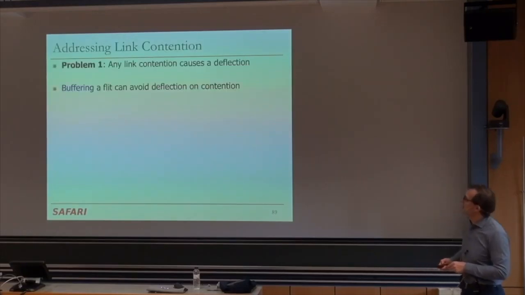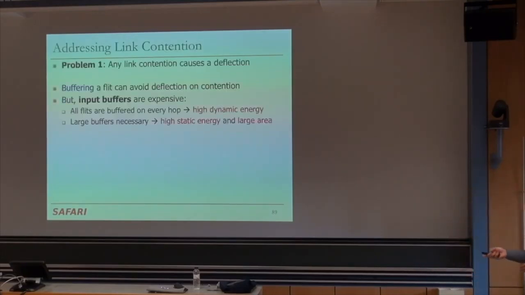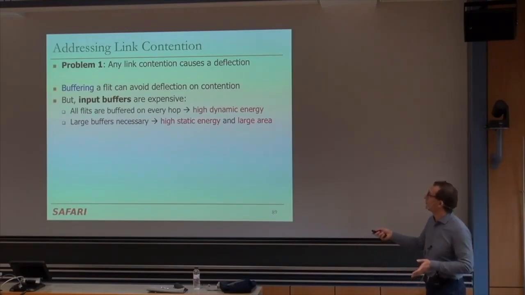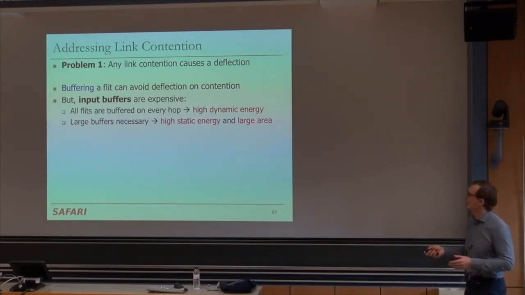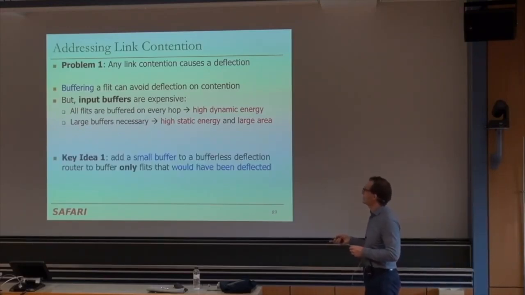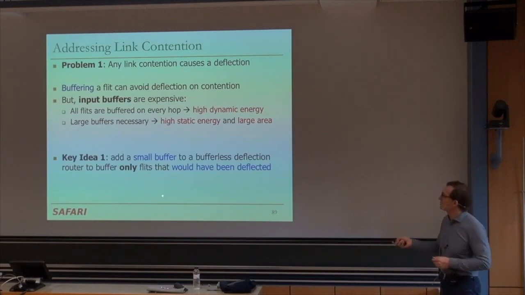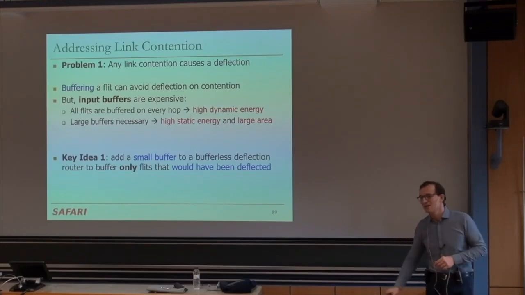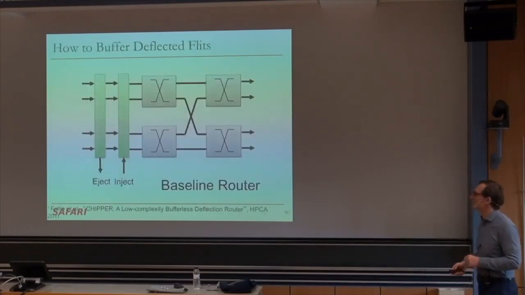So, link contention: buffering a flit can avoid deflection on contention, but input buffers are expensive. We don't want to go into input buffers. We don't want to buffer all flits on every hop. That's a lot of energy. And large buffers are unnecessary because they cause high static energy and large area. So the key idea is to add a small buffer to a bufferless deflection router to buffer only flits that would have been deflected, and then make them be part of arbitration in the next cycle.